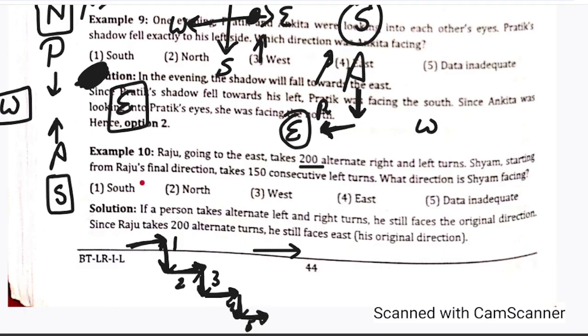Now Shyam started from Raju's final direction. तो अब श्याम यहाँ से शुरू करेगा, राजू यहाँ से शुरू करेगा, सॉरी श्याम शुरू करेगा यहाँ से. This was Raju. Now Shyam gonna start and gonna take 150 consecutive left turn. Now अगर वो consecutive left turn लेता है तो 1, 2, 3, 4 again coming in east at 4, 5, 6, 7, 8 again 8 पे भी east, 9, 10, 11, 12. That means at a multiple of 4 he will be to east once again.